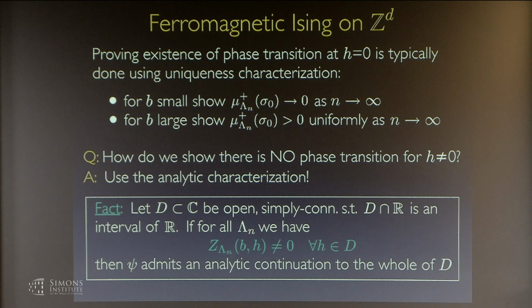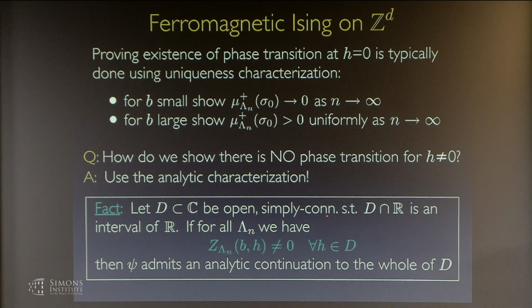The thing I want to focus on, though, is how do we show that that's the only bad point? How do we show that there's no phase transition when h is non-zero? Right? It's a long route there, but this is where I finally want to make a connection with zeros, and zeros in the complex plane.